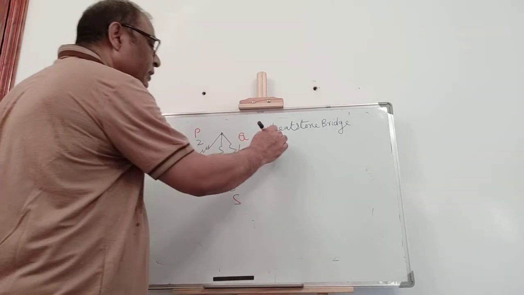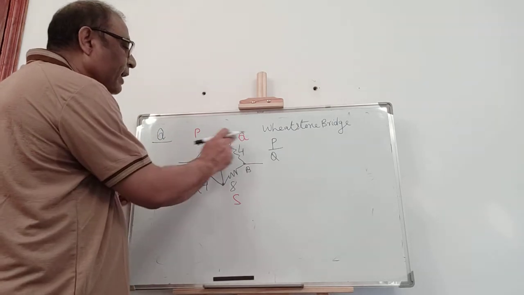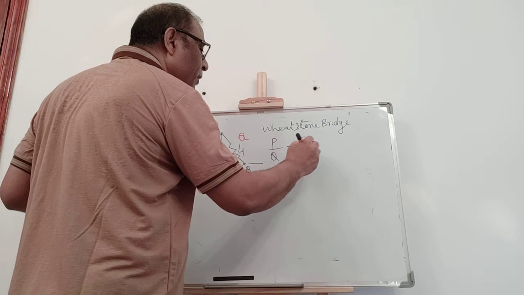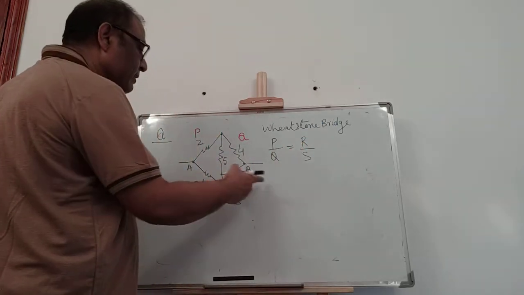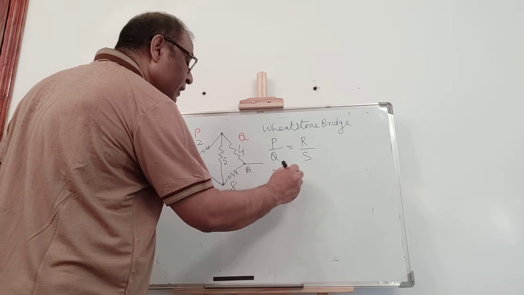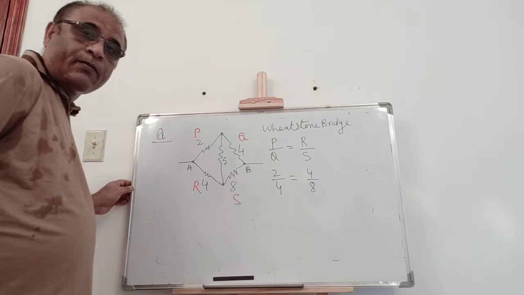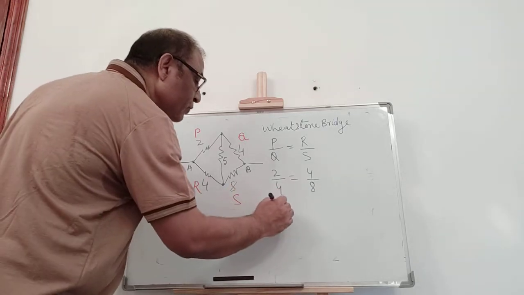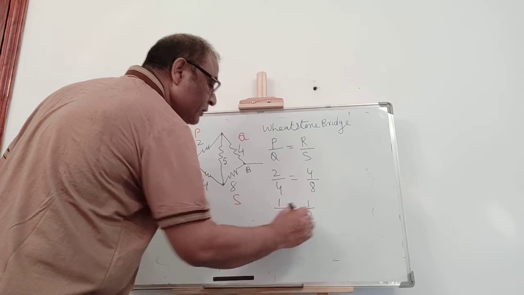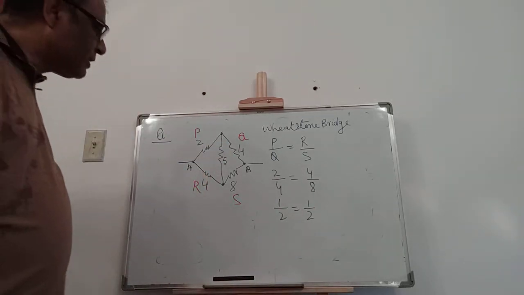In the Wheatstone bridge, see this, write down P upon Q. The ratio of arm P and arm Q equals the ratio of R and S. Here 2 by 4, and here 4 by 8. Then 1 by 2 equals 1 by 2. It means both ratios are the same.